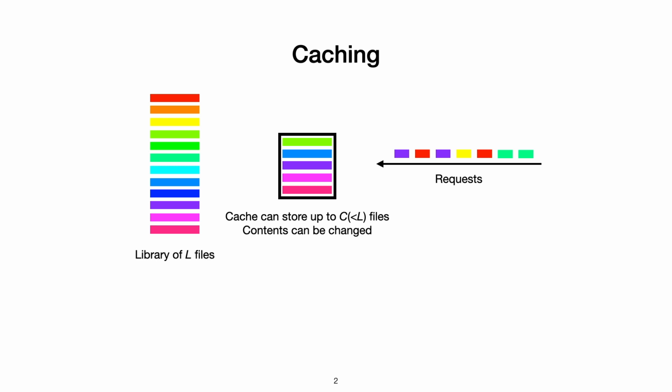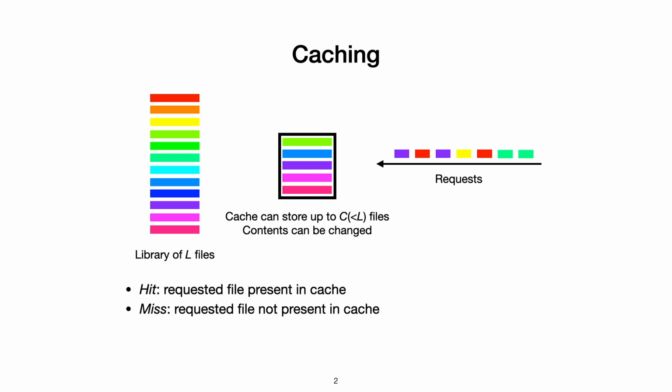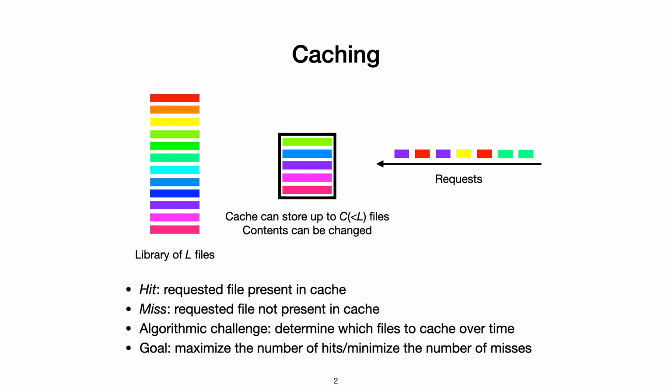The basic framework for the caching problem is that we have a library of L files. The cache can hold at most C files. Requests or arrivals arrive sequentially. If the requested file is present in the cache, we say that a hit has occurred, and we say that a miss has occurred otherwise. The algorithmic challenge is to determine which file to store in the cache over time, and the goal is to maximize the number of hits or, equivalently, minimize the number of misses.